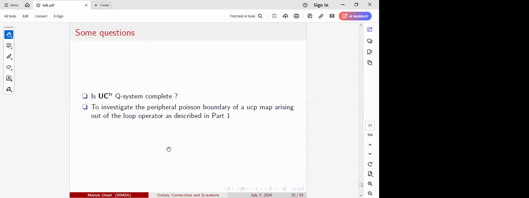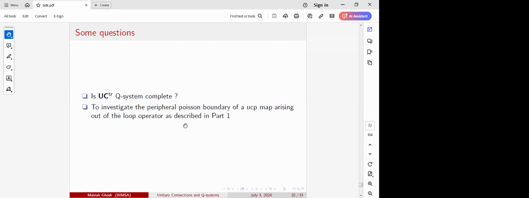So I have some time, right? Sure. Okay, so let me briefly explain the notion of a peripheral Poisson boundary. Suppose M is any von Neumann algebra, and P is a normal UCP map from M to N. Then the peripheral Poisson boundary of P is defined as the C-star algebra generated by the set of all maximal eigenvectors of P.